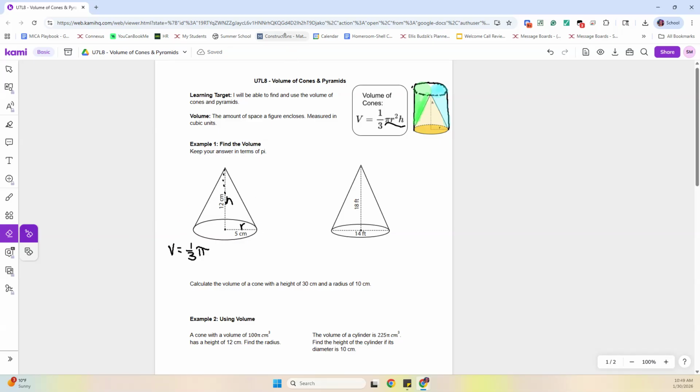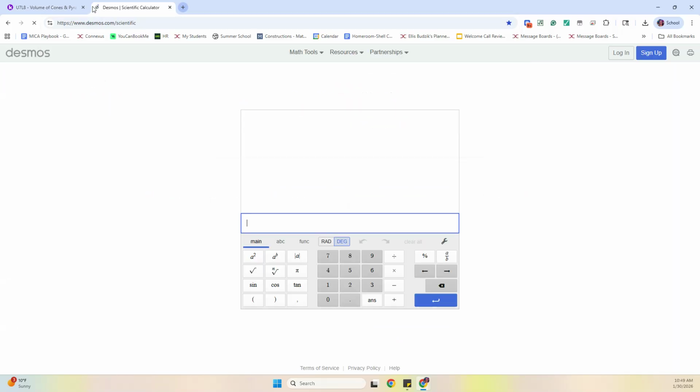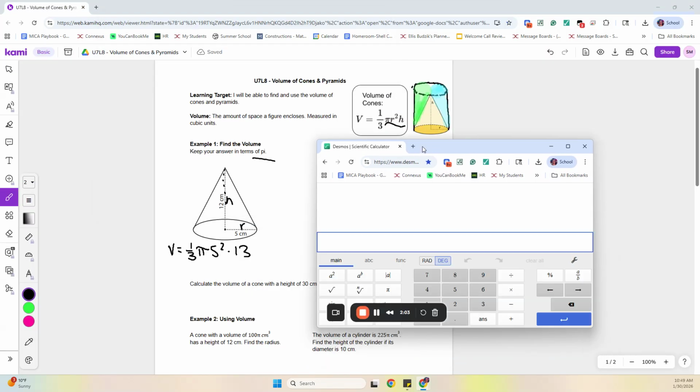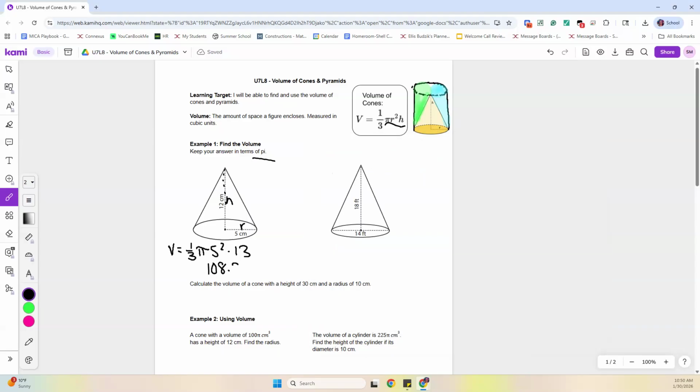So if we have 1/3 pi, my r is 5 squared times 13 for my height. Then we can just multiply all our numbers together. It said keep it in terms of pi, so I'm going to leave the pi out when I start calculating. So I'm going to grab my calculator, and we're going to do 1/3 times 5 squared, which is just 25, times 13. So we get 108.3 pi centimeters cubed. You could also leave it as a fraction if you wanted to.